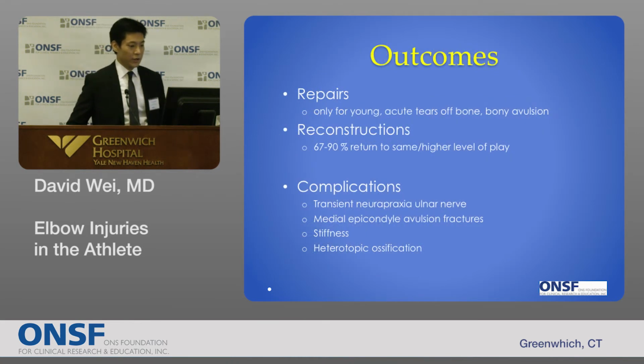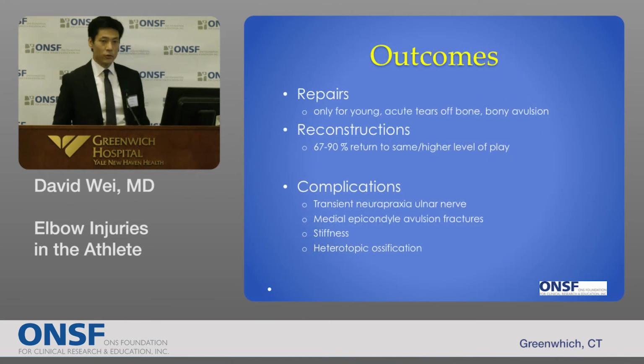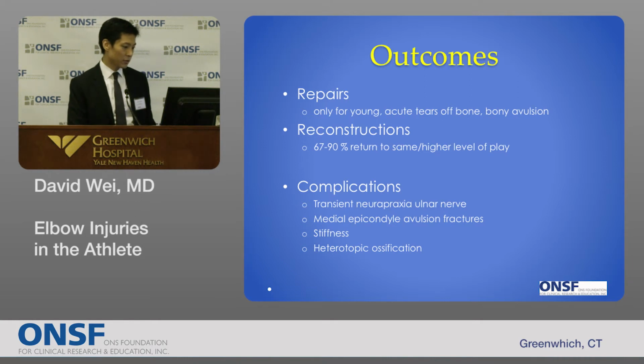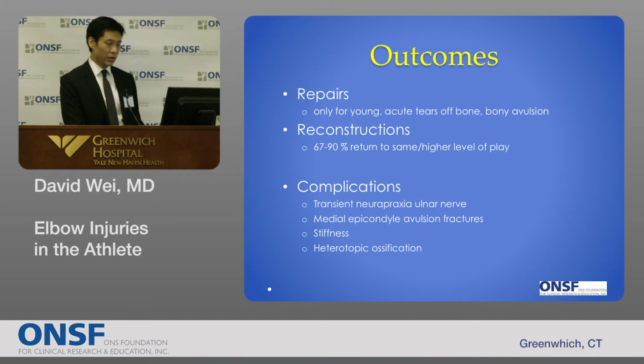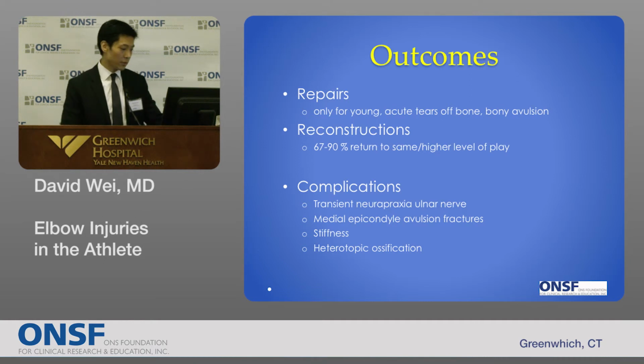Outcomes have been looked at very carefully over the past few years, since elite athletes often have this injury and this surgery. Reconstructions in general range widely in terms of outcome, anywhere from 67 to 90% return to the same or a higher level of play. So for those who do well, they do quite well. But there are complications to think about, including ulnar nerve problems, stiffness in the elbow, and also heterotopic ossification, or abnormal bone growth after the surgery.